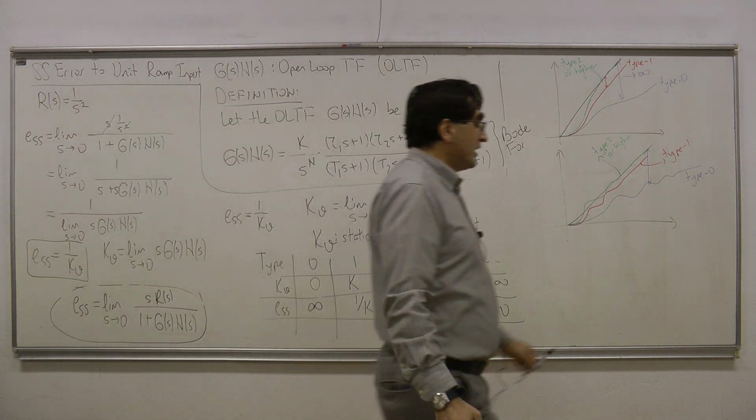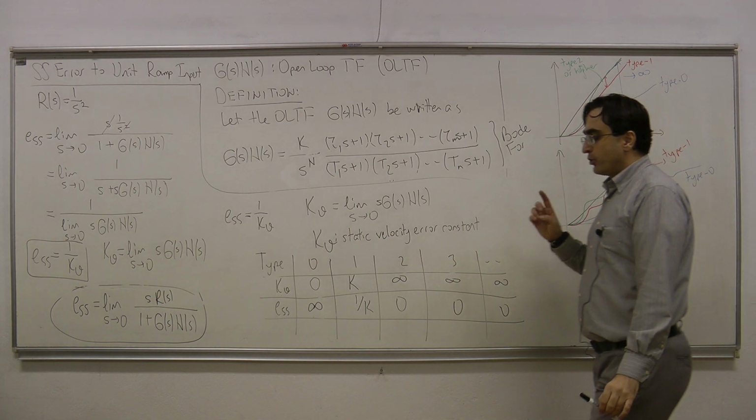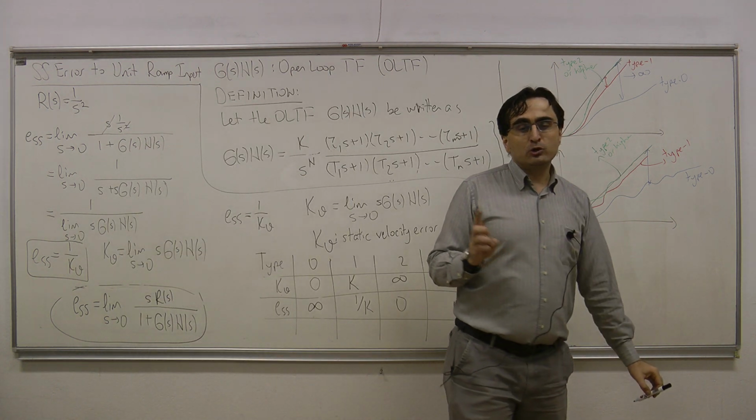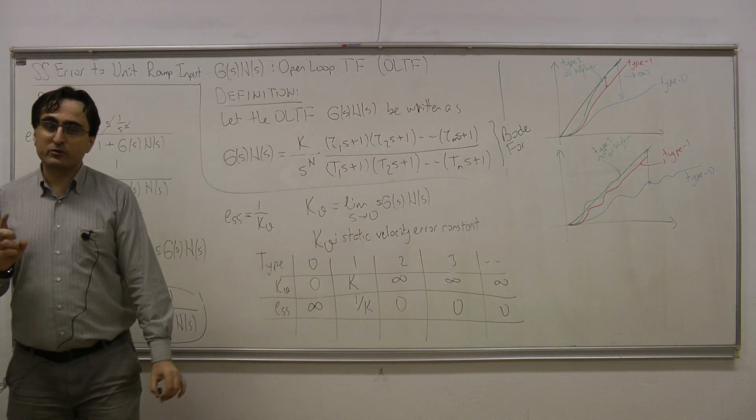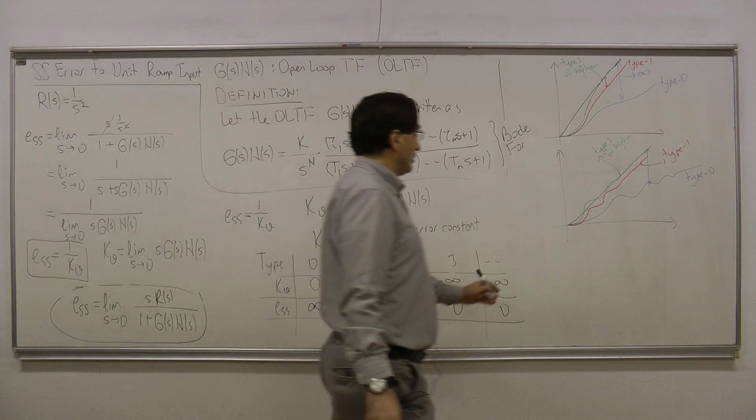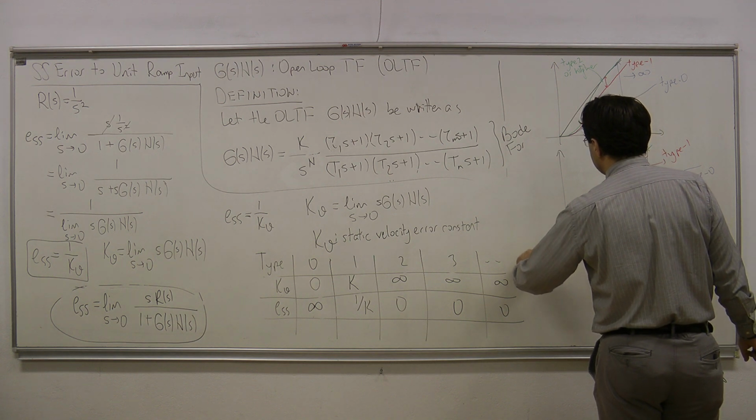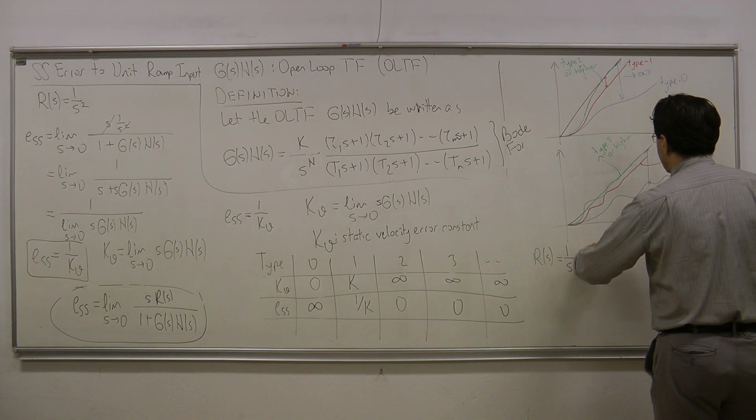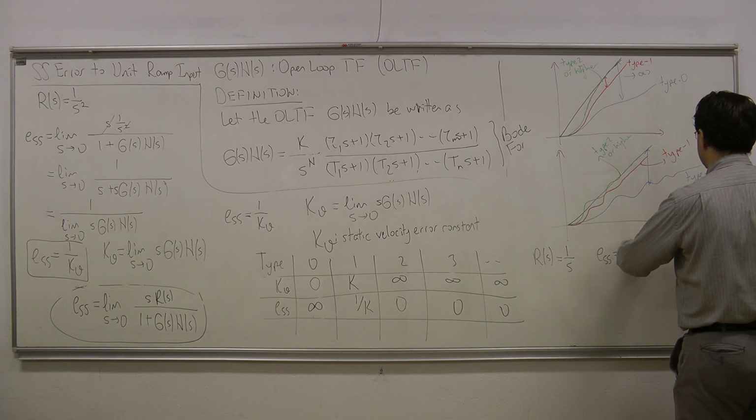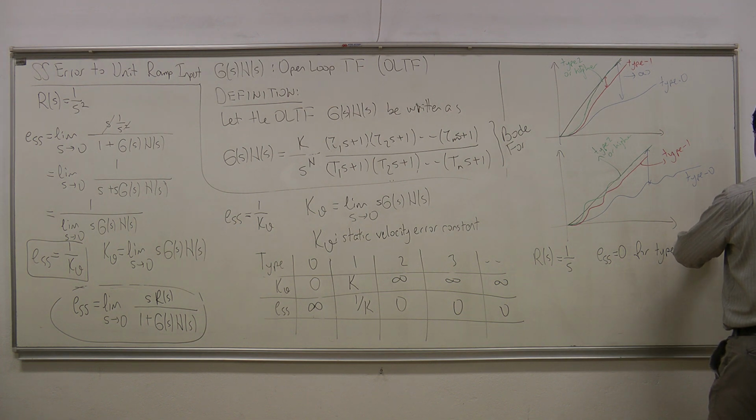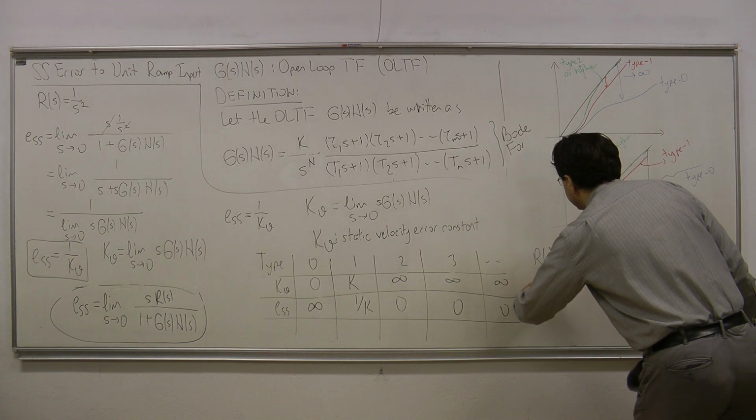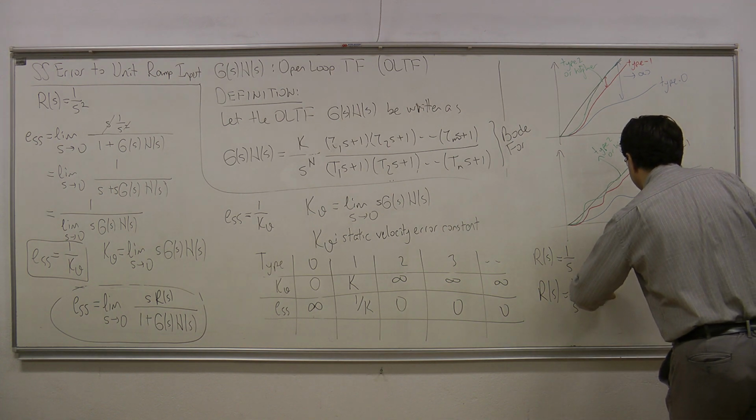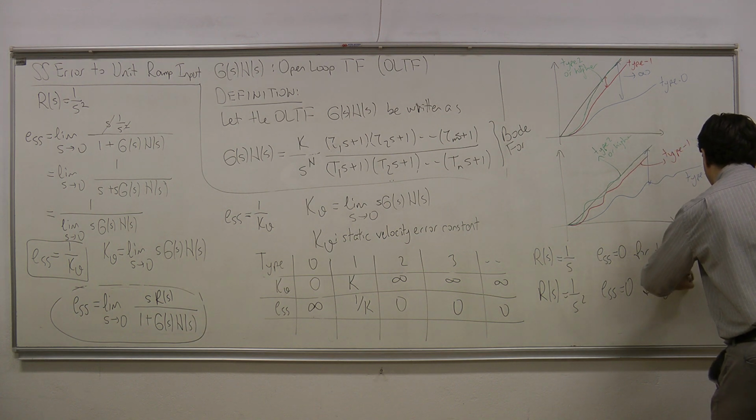So far we have seen the steady state response to unit step and unit ramp. For a system to give zero steady state error to unit step input, its open loop transfer function should contain at least 1 over S. So I have here the unit step function, R of S is equal to 1 over S. Steady state error is equal to 0 for type 1 or higher systems. And for the unit ramp input, R of S, the Laplace transform is 1 over S square. Steady state error is equal to 0 for type 2 or higher systems.